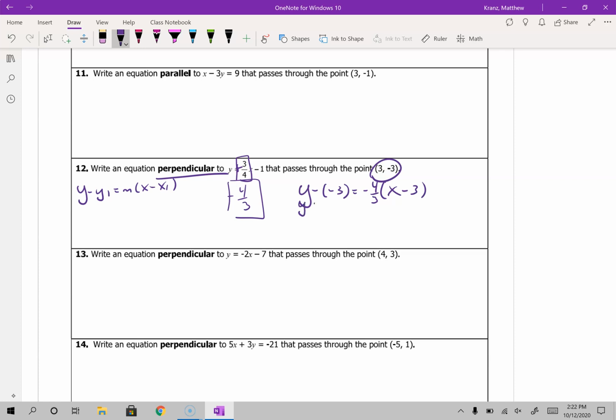Well, let's get rid of that double negative. So y plus 3 equals 4/3 x. Negative 3 times 4 is 12, right? And 12 divided by 3 is 4, so that'll be a negative 4. And minus 3 minus 3. So that's y equals 4/3 x minus 7. And that would be the equation of a line that is perpendicular to one with a slope of 4/3 that goes through point 3, negative 3.